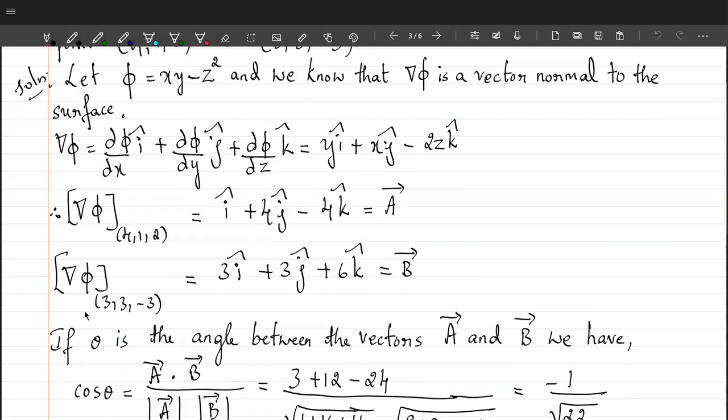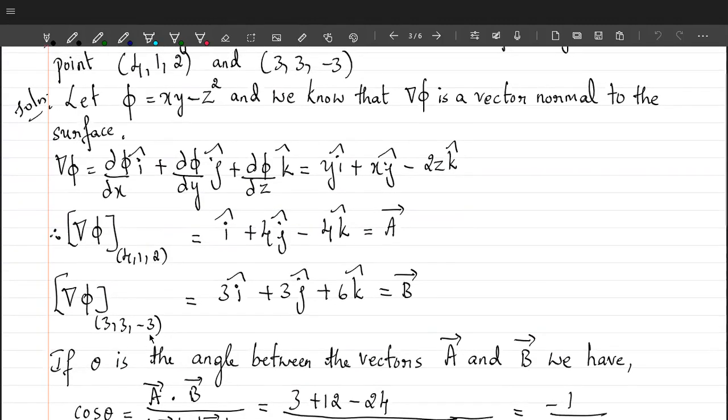Let's call this vector A. Now let's calculate the value of del phi at the second point which is given, that is 3, 3, minus 3. So put x equal to 3, y equal to 3 and z equal to minus 3. If you calculate the value of del phi at this point, the answer should be 3i cap plus 3j cap plus 6k cap. Let's call it vector B.